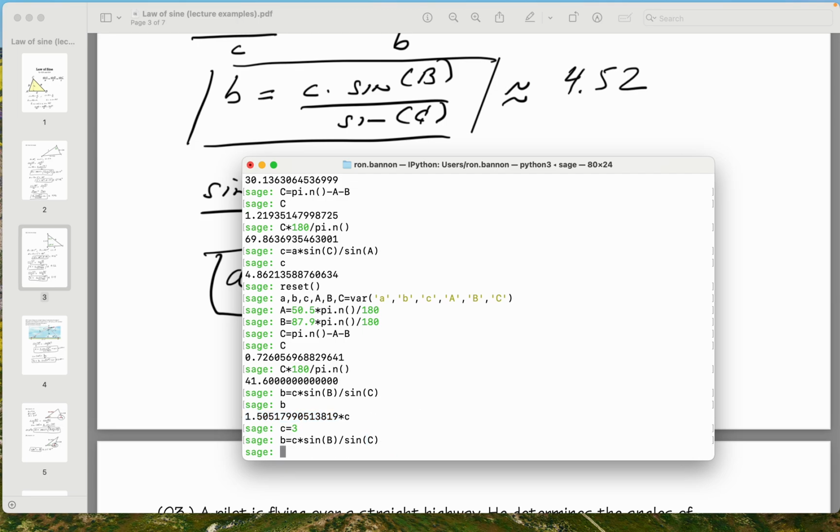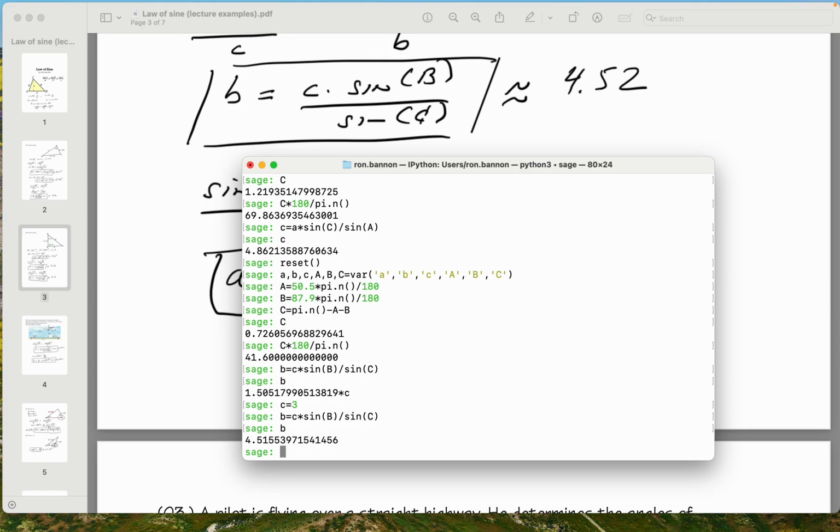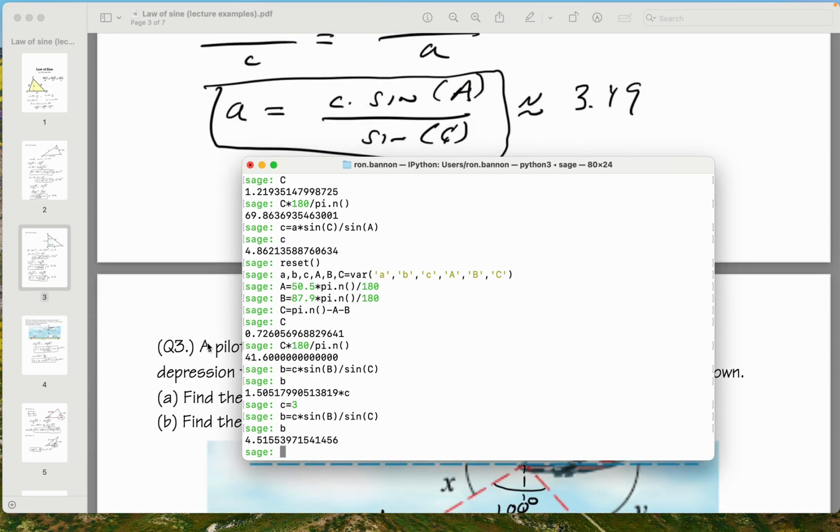What do you get over there? Let's display B again. What's B? 4.5155. Round to 2 decimal places, 4.52. Let's go for A. Again, we already did the paper and pencil work. What's A going to be equal to? Well, it's going to be equal to C times the sine of A divided by the sine of C.